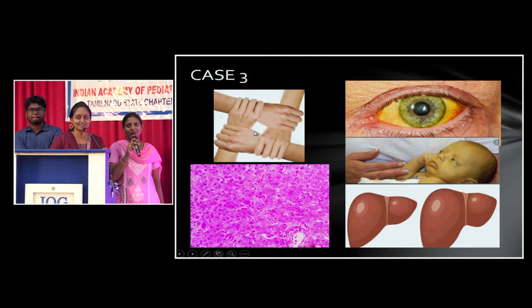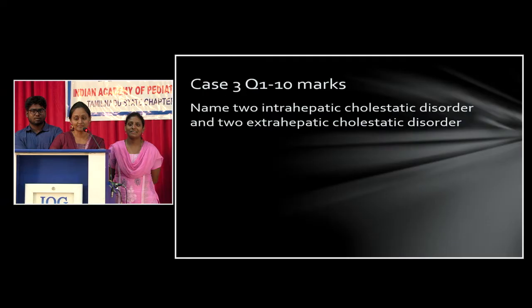Conjugated hyperbilirubinemia in a newborn with hepatomegaly, and liver biopsy shows multiple giant cells within the hepatocytes. Can you identify the lesion now? No. It is infantile giant cell hepatitis, a cholestatic liver disease of infancy. So you can answer the questions: name any two intrahepatic cholestatic disorders and extrahepatic cholestatic disorders. 10 marks for this.